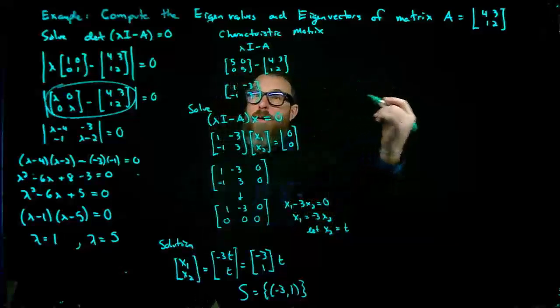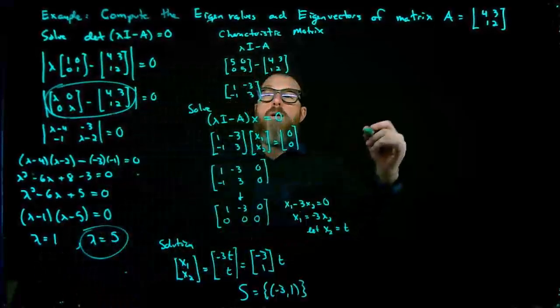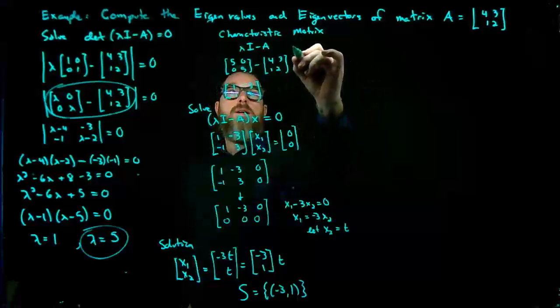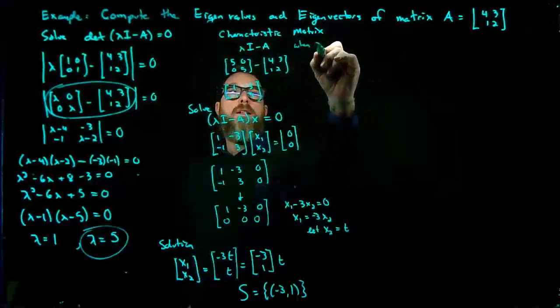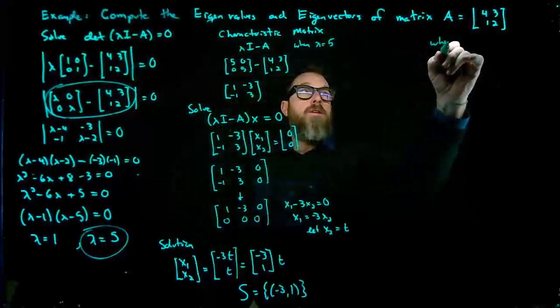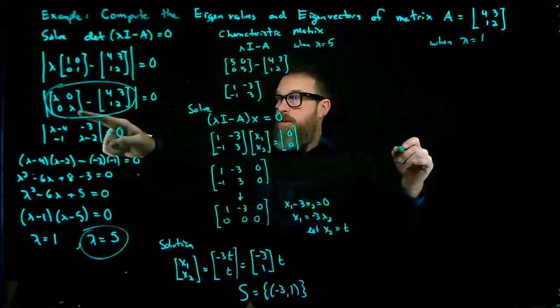So we have another one. We did this one, we have to do this one. So what about when lambda is equal to 1? Let's say this is when lambda is equal to 5. What about when lambda is equal to 1? Instead of this being 5s, this is going to be 1.